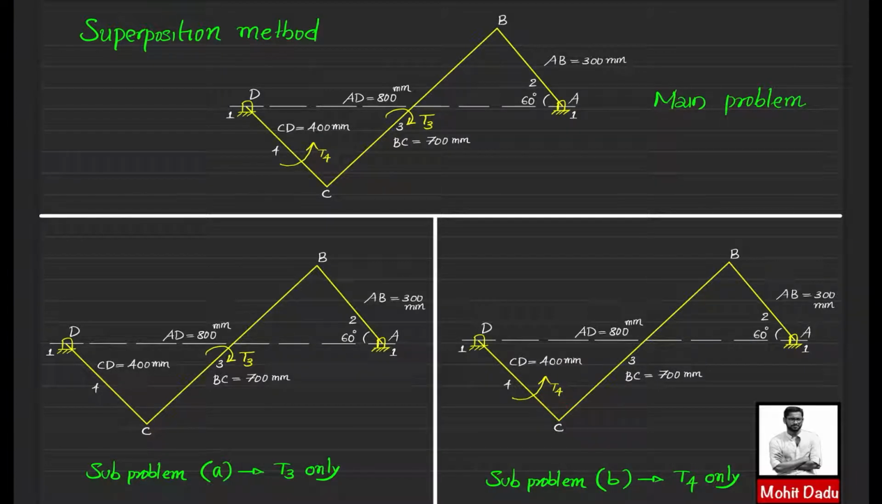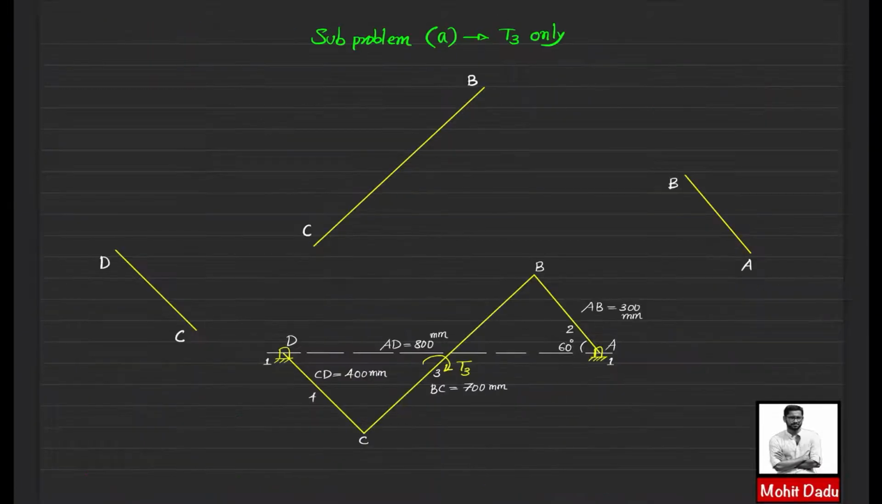Then we will evaluate the torque to be applied on link number 2, that is link AB, and finally add these algebraically to get the required value. First we will solve sub problem A, where the effect of T3 only is taken. Here you can see the configuration diagram as well as the components I have drawn separately, and this is required for drawing the free body diagram.